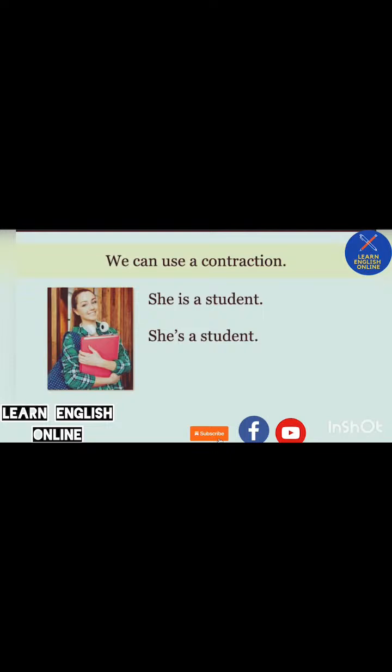We can use a contraction. Look at these 2 sentences. She is a student and she's a student. They sound almost the same. We see the be verb is in the first sentence. In the second sentence, there is just an S.